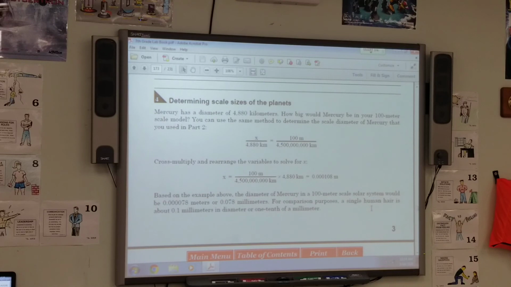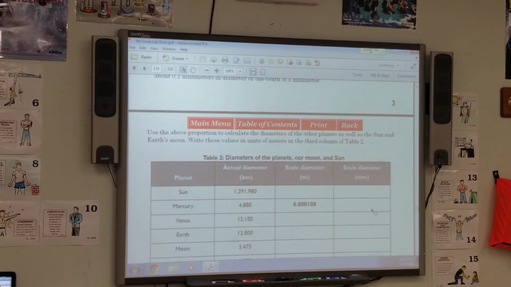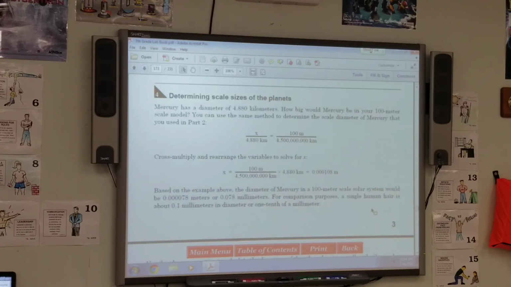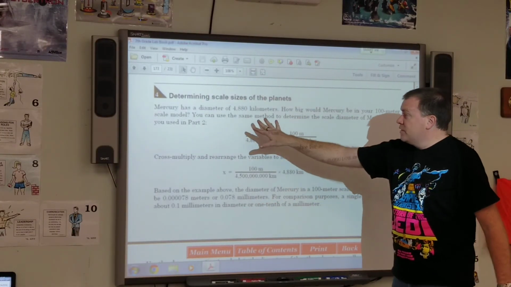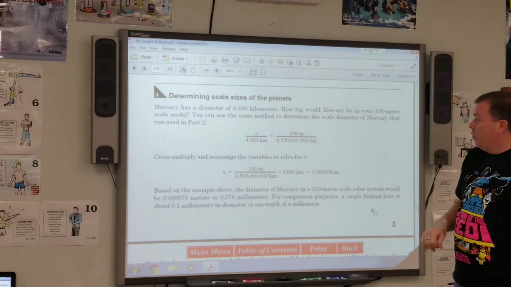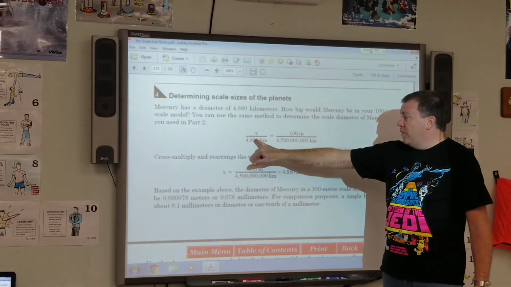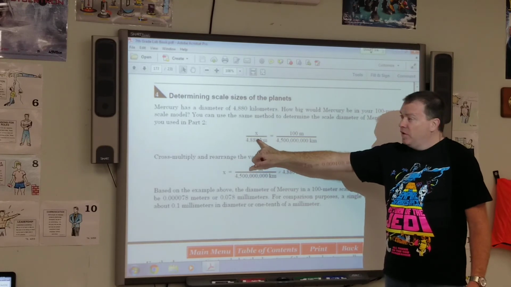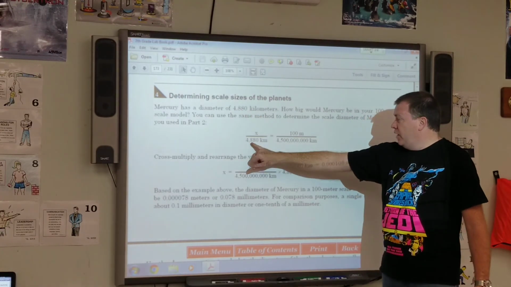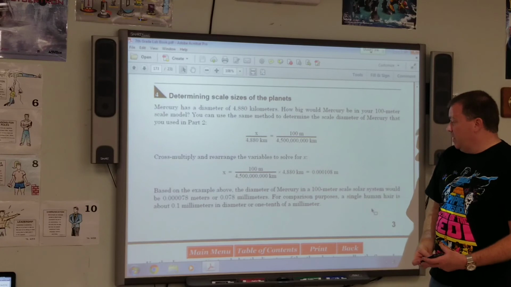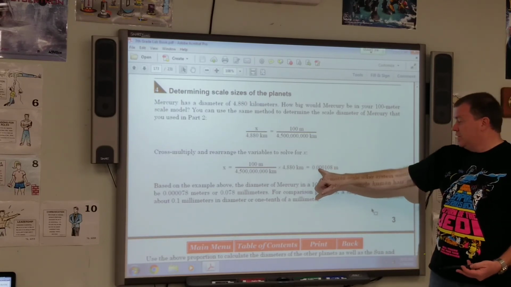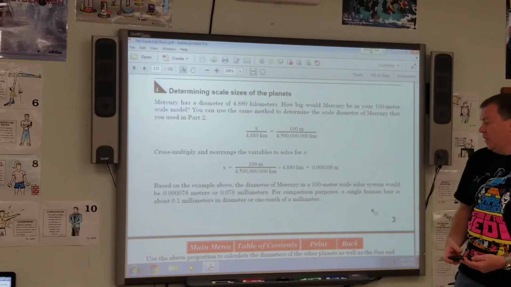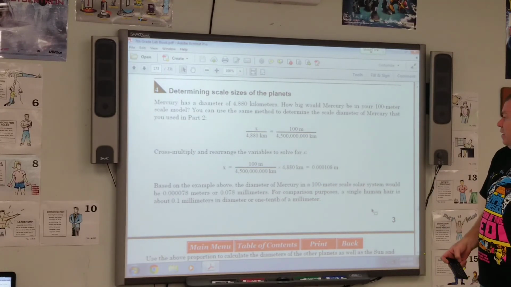Now, if we were to go to part 4 here, we're going to skip ahead. It says, I'll go back up, it says Mercury has a diameter of 4,880 kilometers. How big would Mercury be on our same 100 scale model? So we would take the same proportion, x over, this time it's a diameter. So the diameter of Mercury, 4,880, is equal to 100 divided by 4,500,000,000. And if you do the same thing, you get this ridiculously small number, 0.000108 meters. If you divide that by 1,000 again, that will give you millimeters.